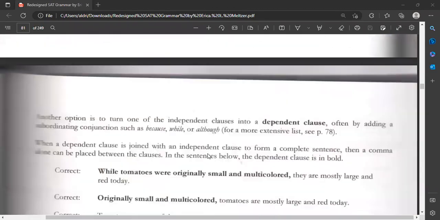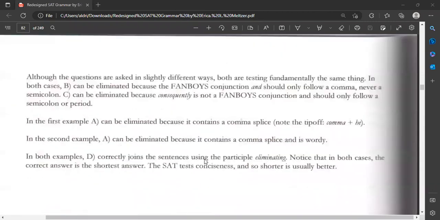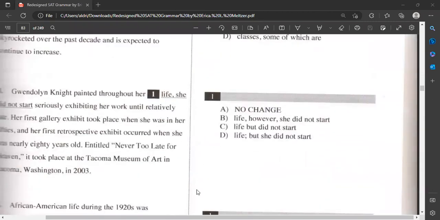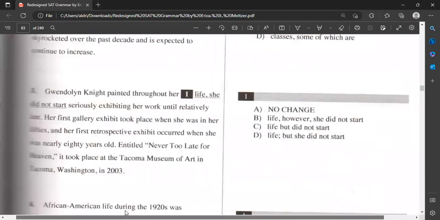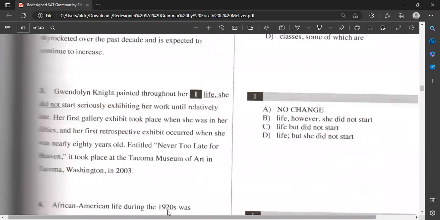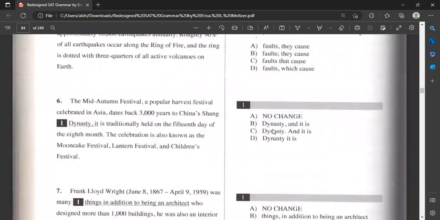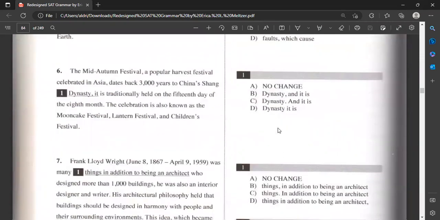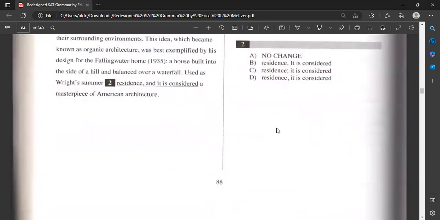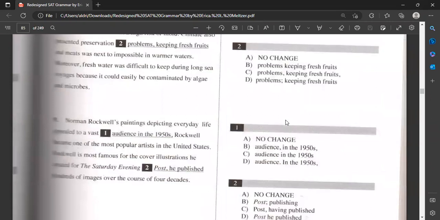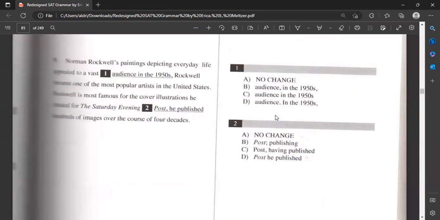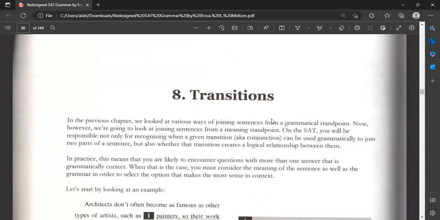So when I say we're going to learn how to join them from a meaning or logical standpoint, what I mean is the SAT may sometimes give you questions where you might see more than one answer being grammatically correct, but you also need to consider context. Just because you have maybe 2 or 3 things being grammatically correct doesn't mean they're all correct. Remember, there's only one answer.